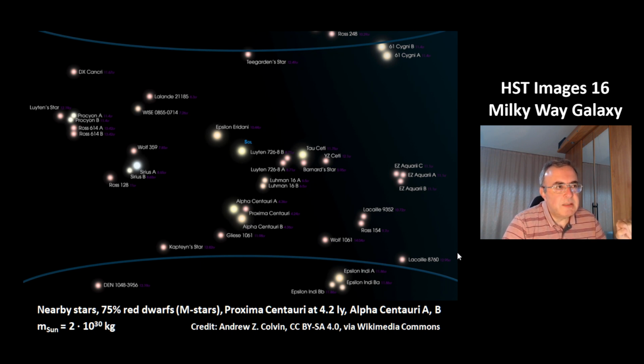And one example is Proxima Centauri, the closest star at a distance of 4.2 light years. It is part of a triple star system that contains Alpha Centauri A, Alpha Centauri B, and Proxima Centauri. And the mass of the Sun is about 2 times 10 to the 30 kilograms. That's another neighbor of the Sun. That's Cygnus-X A. It's a very big star.